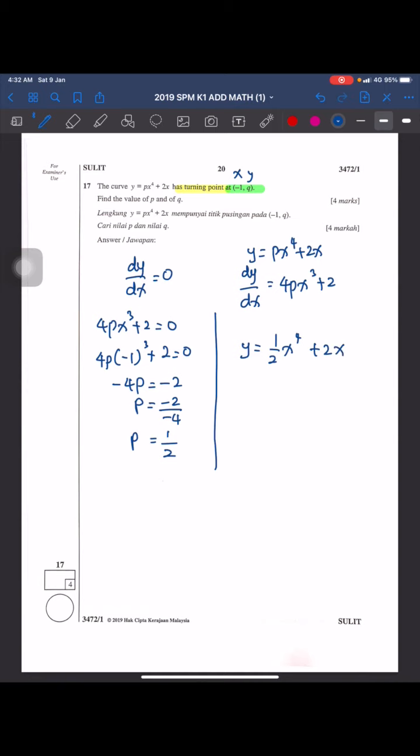Okay, so next kita nak cari value of q. Substitute balik this coordinate into this equation. So we will get q is equals to 1 over 2 times negative 1 power of 4 plus 2 times negative 1. So 1 over 2 minus 2. So our final answer is negative 3 over 2. Okay, that's it. Soalan ni agak straightforward. Should be no problem.